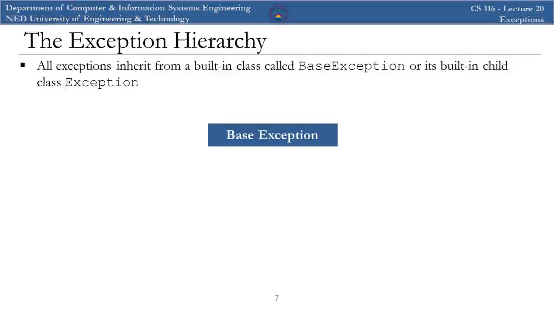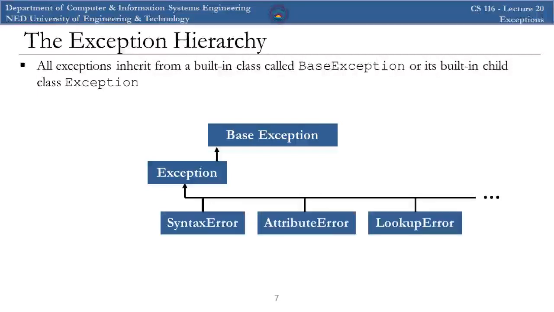This is the base exception class, the main exception class from which all exception classes are derived. Then there is one more important class, called Exception, which is derived from this BaseException class. And all the exceptions that I showed you on the previous slide are derived from this Exception class. So they are placed here in the hierarchy, one way or the other.